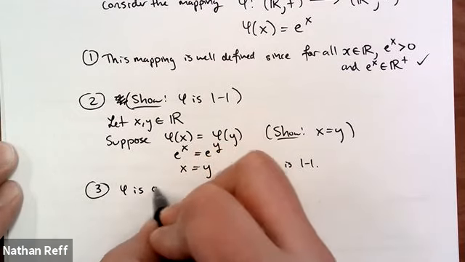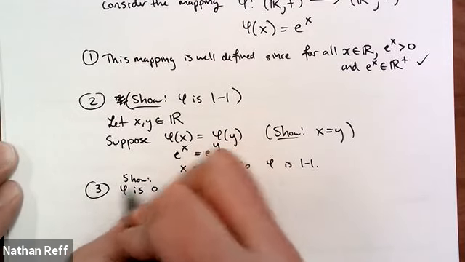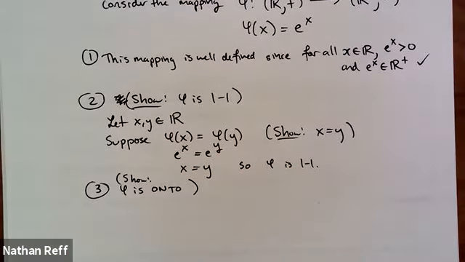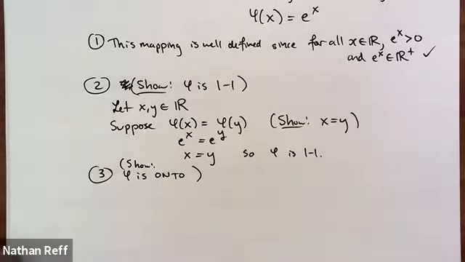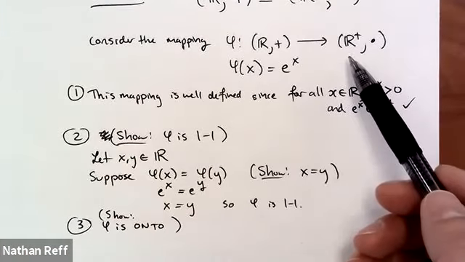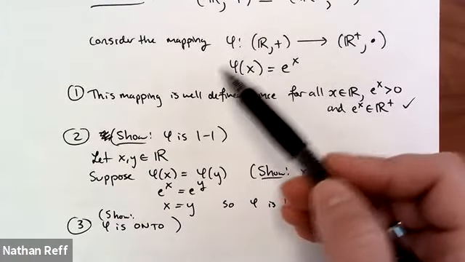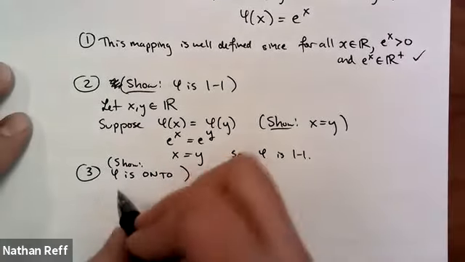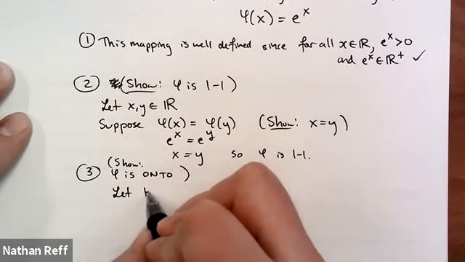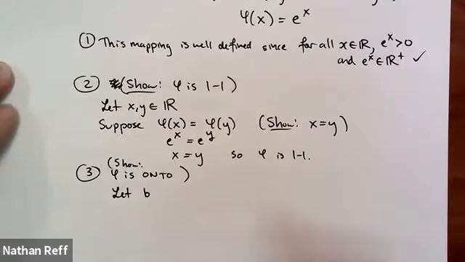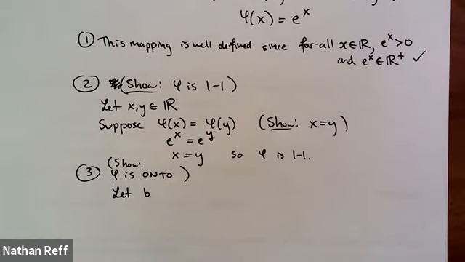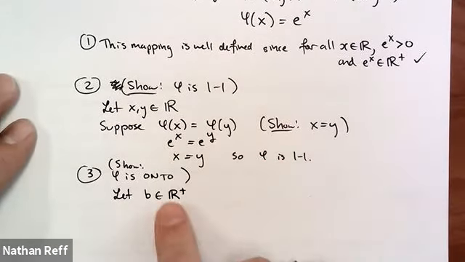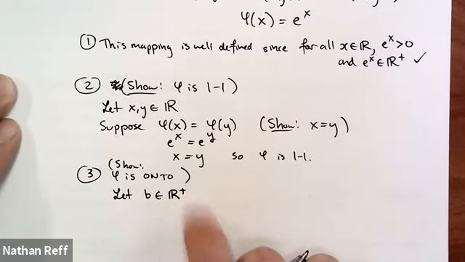So show phi is onto. Okay, so the template of proving that is you pick something in the codomain and you show that there's always something in the domain that'll map to your chosen element of the codomain. Okay, so maybe going back to the template, I usually use the letter B. You can use the letter Y, it doesn't really matter. Let B be an element of the codomain. Okay, so an arbitrary element of the codomain.